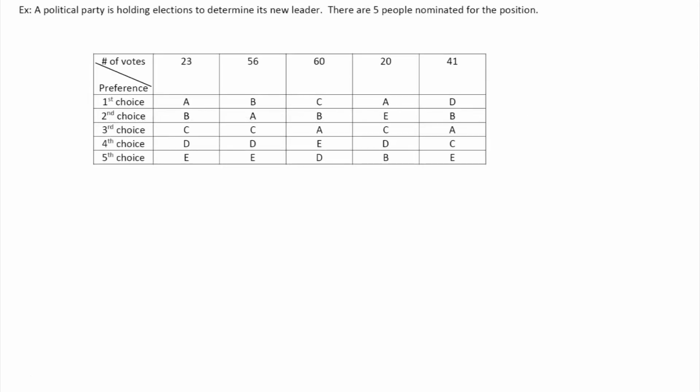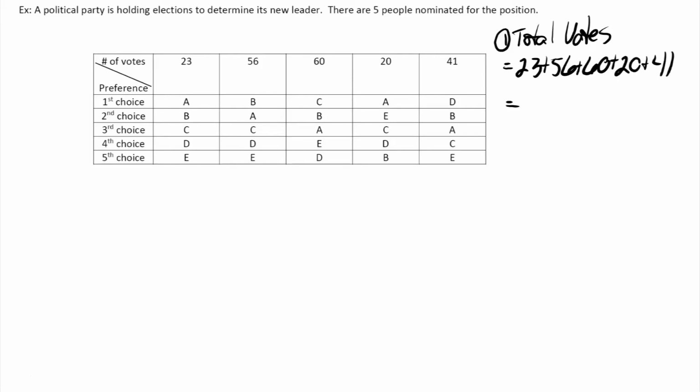Let's take a look at this example. A political party is holding elections to determine its new leader. There are 5 people nominated for the position. So those people are A, B, C, D, and E. Step 1, we need the total number of votes, and that's equal to 23 plus 56 plus 60 plus 20 plus 41. When we add those up, we end up with 200.